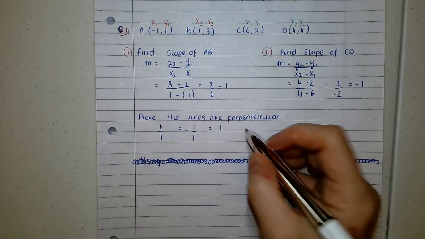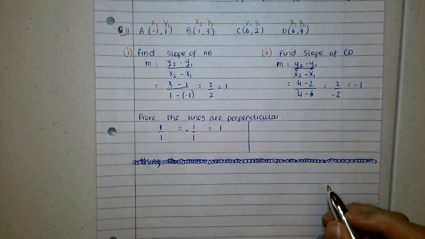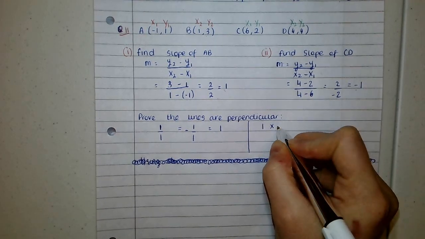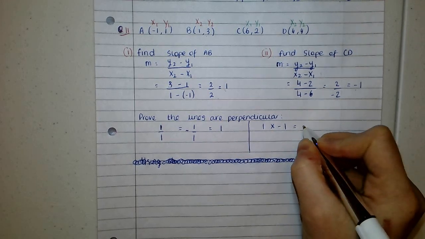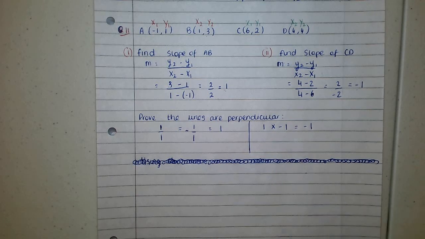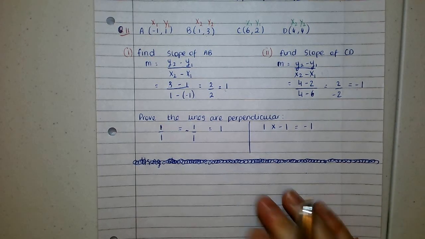Another way of proving this is to show that when you multiply the two slopes together, so 1 multiplied by minus 1, that will give you minus 1. So that's another way of proving that two lines are perpendicular. If their slopes, when multiplied together, give you an answer of minus 1, that shows you that they're perpendicular.